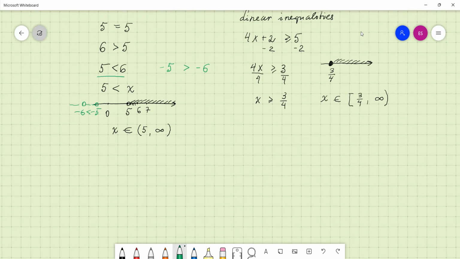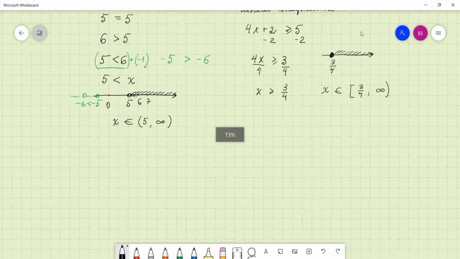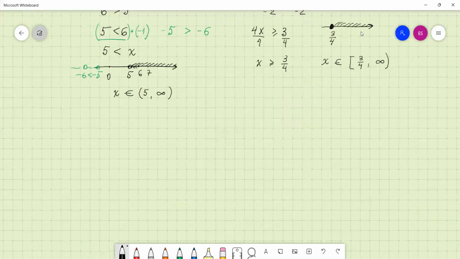You see? So basically, that's going to be our rule. If you multiply your inequality by any negative number, not just -1, then you are going to change the sign of the inequality to the opposite. If your inequality had an equal sign, it is just going to stay with it. Okay? So let's move to some other type of inequality. Another linear type of inequality is the double inequality.